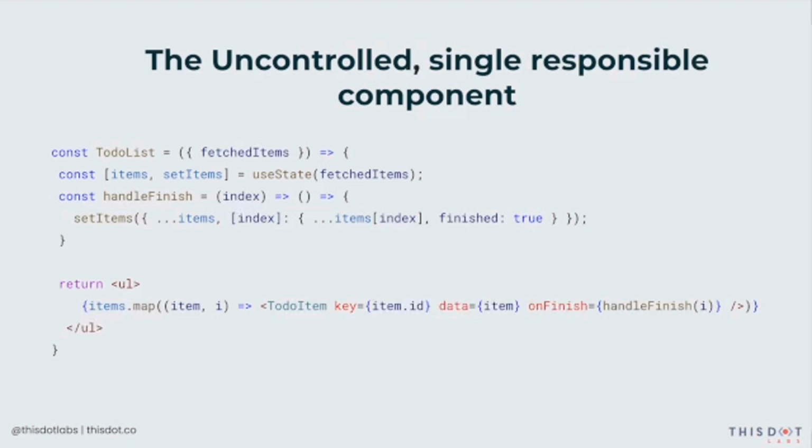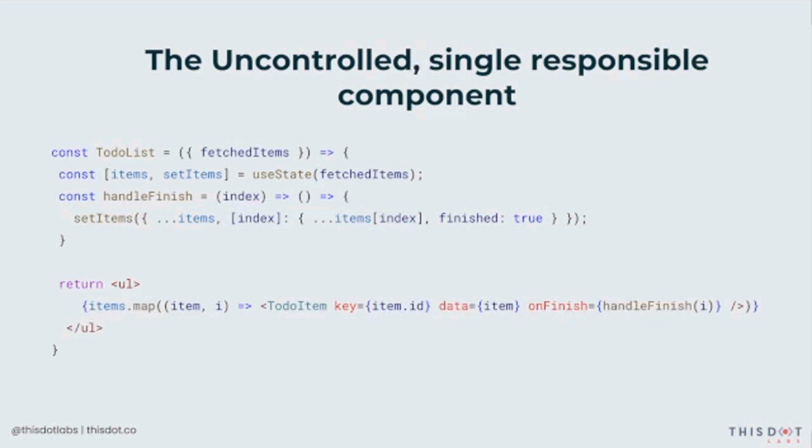So all we're doing here is making a local copy of those fetched items in our local state items, and we have a setter to tell React we want these items to be updated and we want it to look like this. Then we have our event handler, which is going to mutate our items.